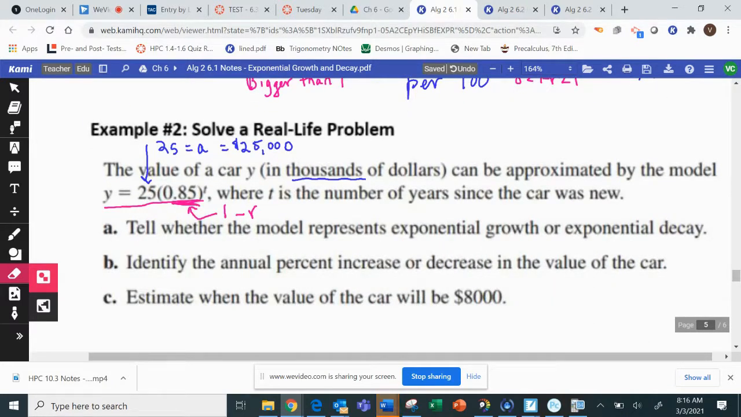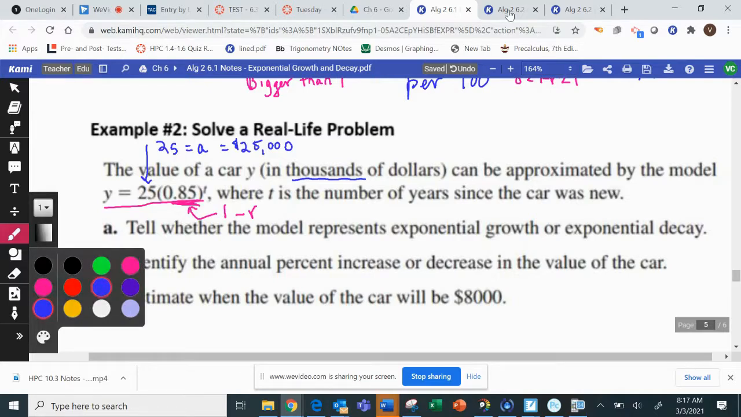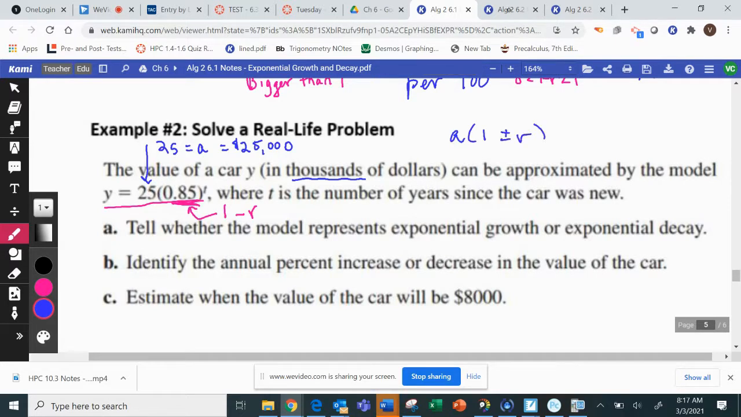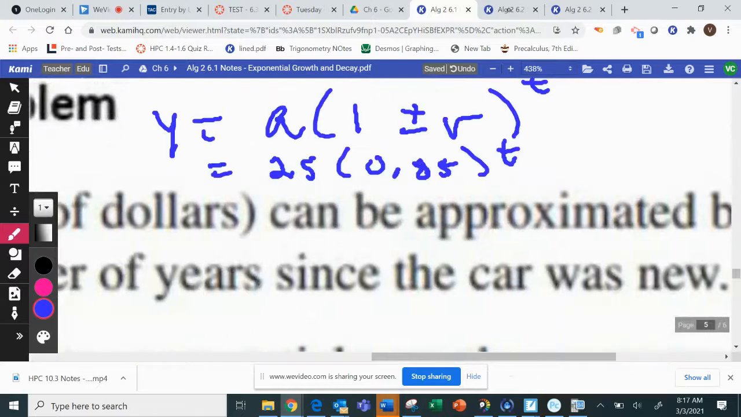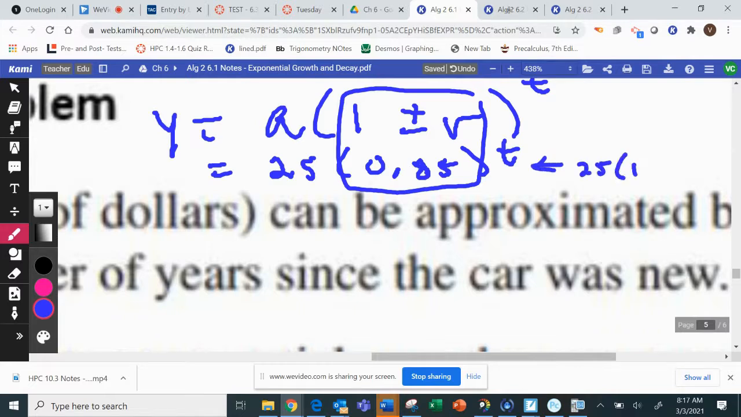So is the model exponential growth or exponential decay? What's the reason? The model is a times 1 plus or minus r to the t. That's the equation, and this is 25 times 0.85 to the t. So 1 plus or minus r is that entire number, 0.85. If instead I had 25 times 1 plus 0.85 in there, then this would just be the r. But I don't have a 1 plus or a 1 minus. The math has already happened.